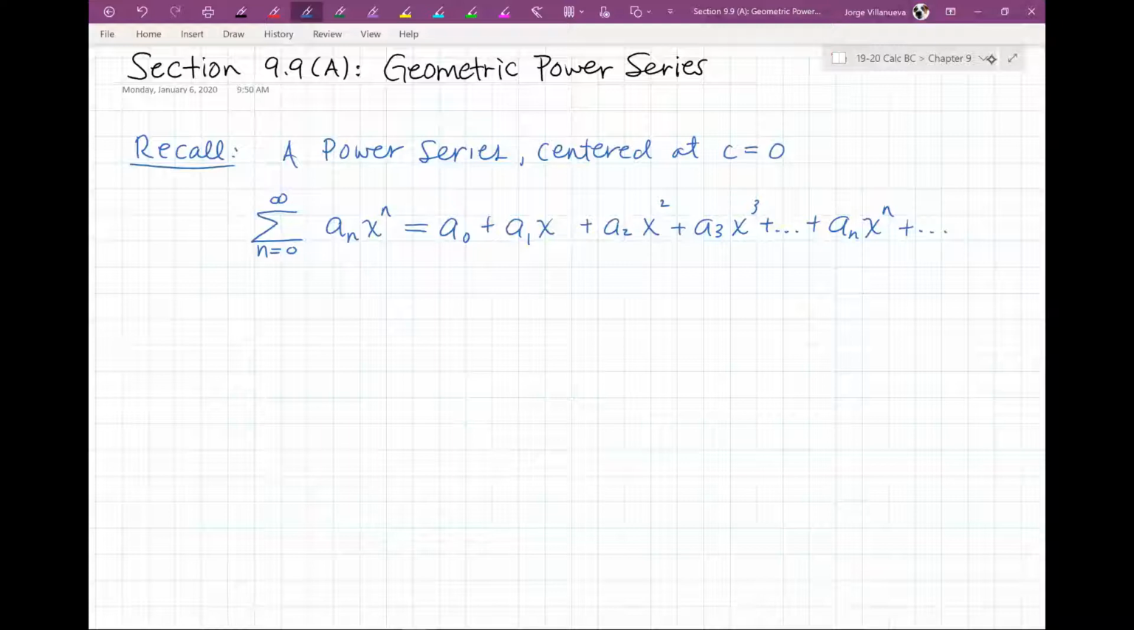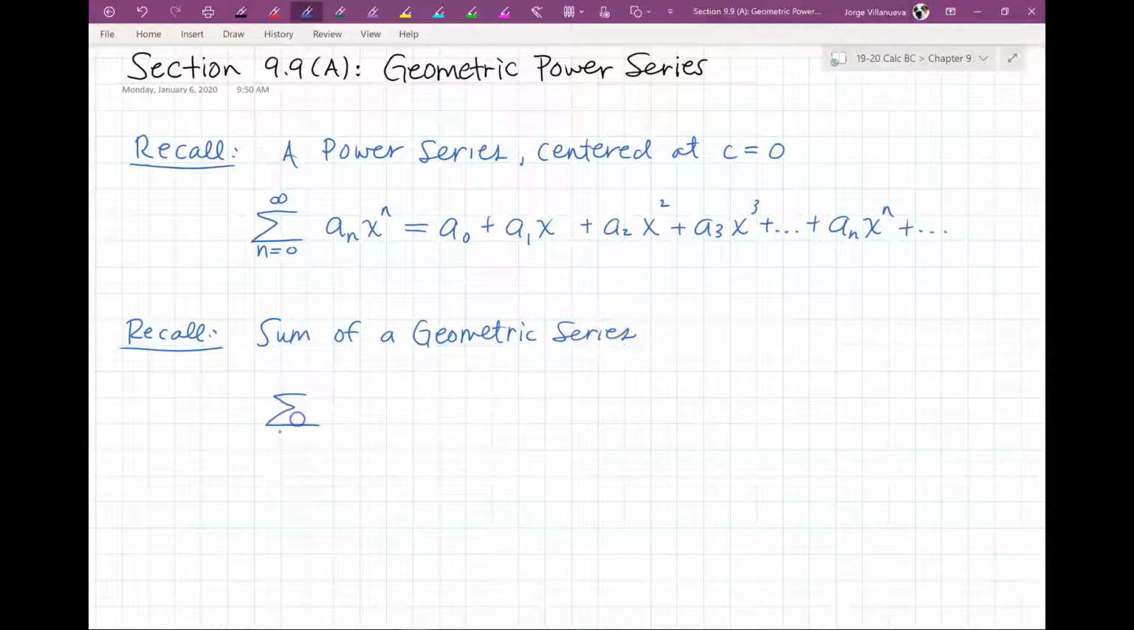Okay. Also, we want to recall the sum of a geometric series. Okay, and the sum of a geometric series is given to us like this. It's the sum of a times r to the n, which was defined as a over 1 minus r, as long as the absolute value of r was less than 1. So that's how you would find the sum of a geometric series. If you knew something was a geometric series, all you have to do was identify your a and your r value, plug it into a over 1 minus r, and it would tell you what that geometric series would add up to.